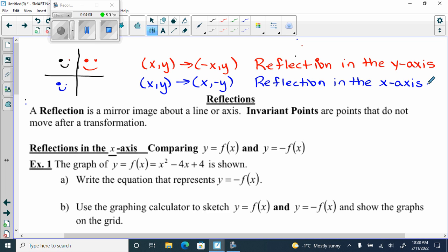And invariant points are points that do not move after a transformation. That's something we can keep in mind for a little bit here.